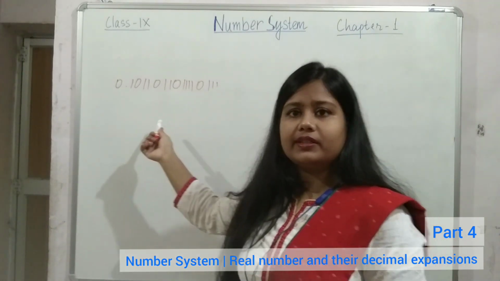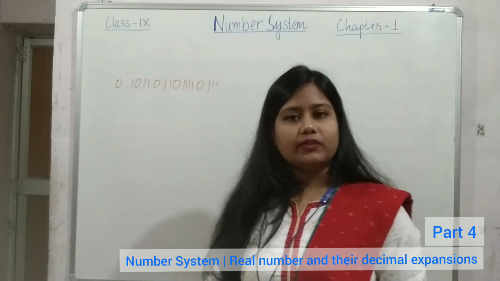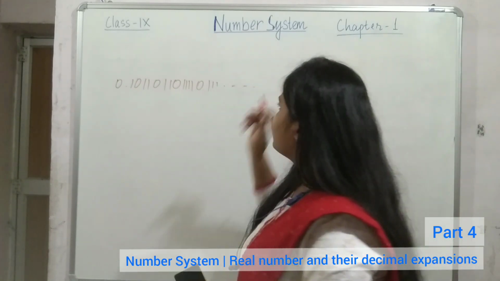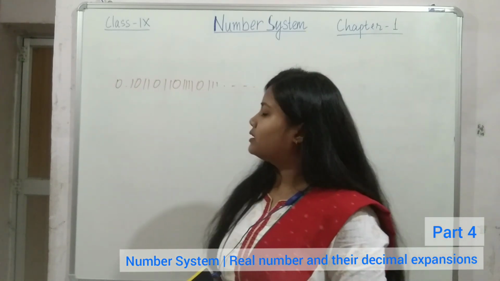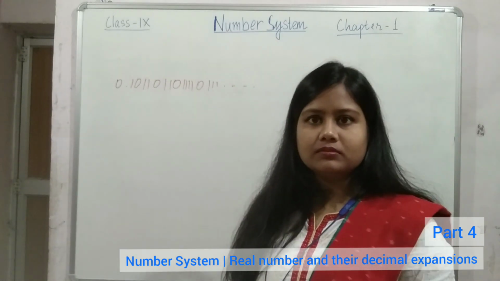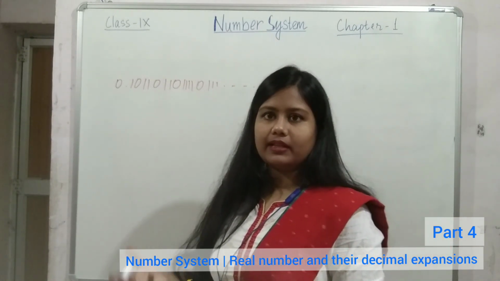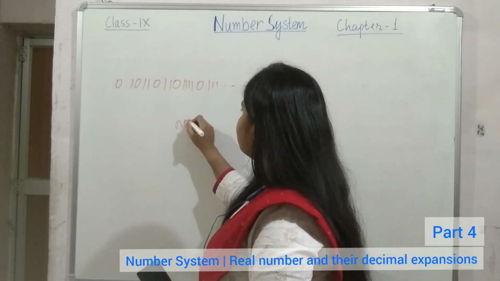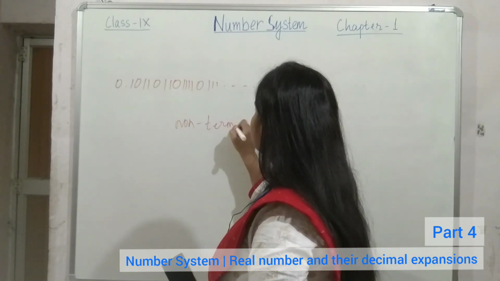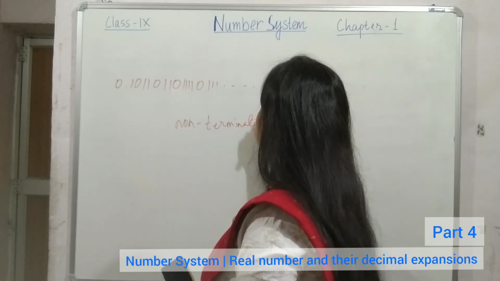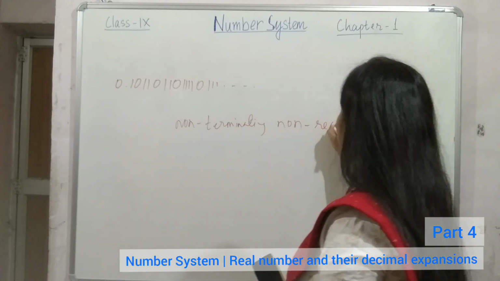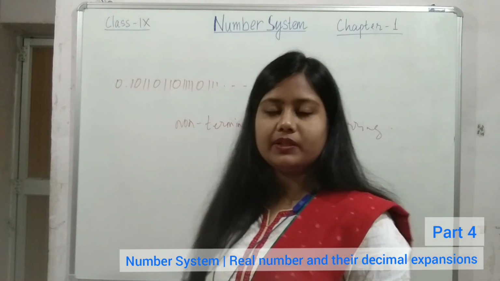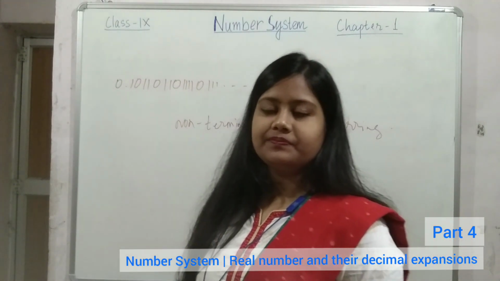A number I have written here. Now tell me whether it will be rational or irrational. From the pattern it is obvious that there is no repeating number. Numbers are written randomly, so it is a non-terminating and non-recurring decimal expansion. So it will obviously be irrational.